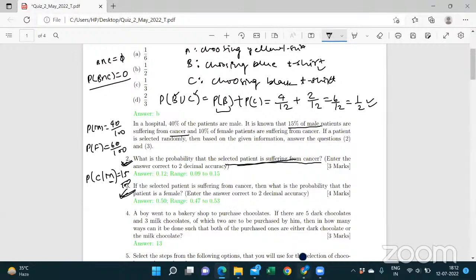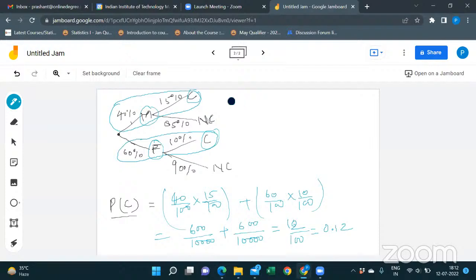So the question is: the selected patient is suffering from cancer, then what is the probability that the patient is a female? What is given to us is that the patient is suffering from cancer, and we need to find the probability that the patient is a female. So I can write the probability of female and cancer patient, divided by the probability of cancer patient, right?